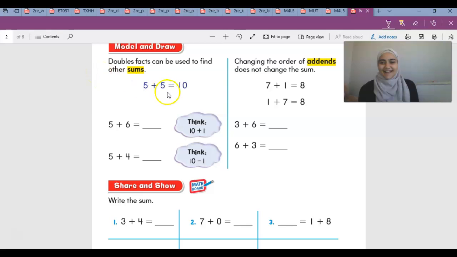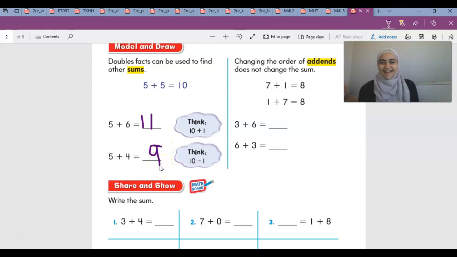So let's look here. It says 5 plus 5 is 10. So just think, 5 plus 5 is 10, but 6 is 1 more than 5. So then what's 1 more than 10? 5 plus 5 is 10, plus 1 more is 11, right? So this is 11. Here, 5 plus 4, remember 4 is 1 less than 5. So if we know 5 plus 5 is 10, then if we take 1 away from 10, that is 9.